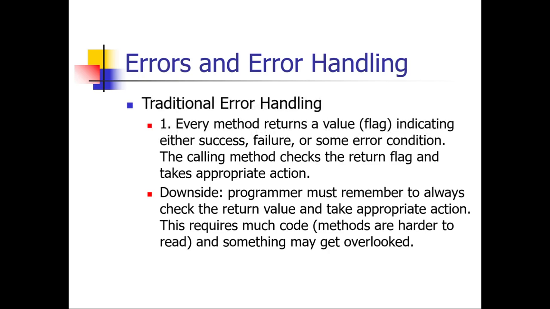Traditional error handling includes a return value or flag indicating either success, failure, or some other error condition. The calling method checks the return flag and takes appropriate action. Downsides of this: the programmer must remember to always check the return value and take appropriate action. This requires much code, methods are harder to read, and something may get overlooked.